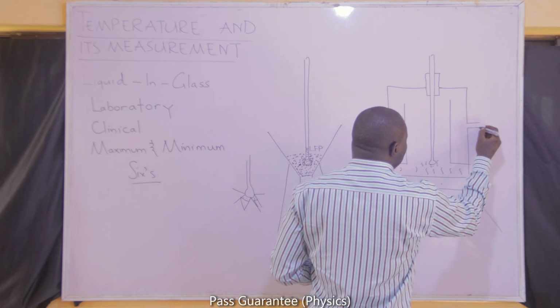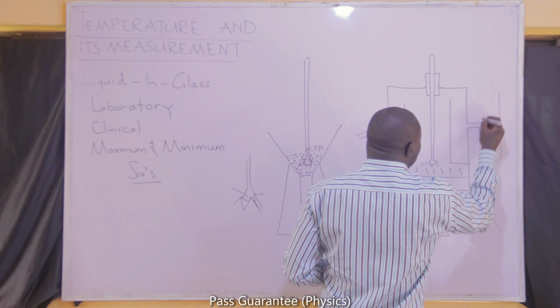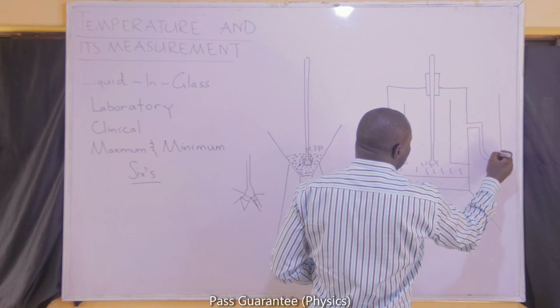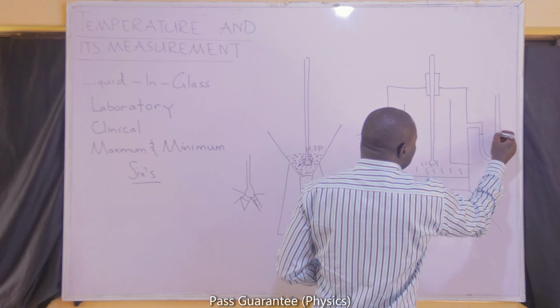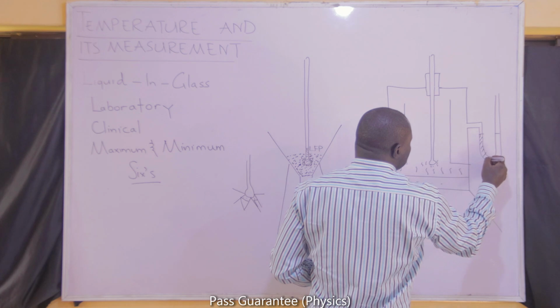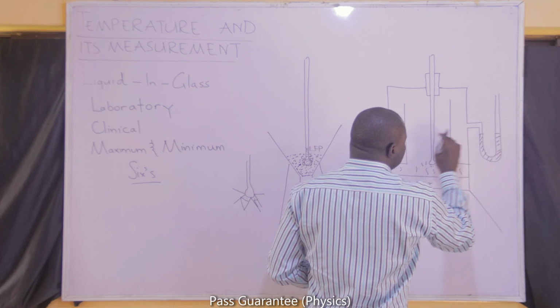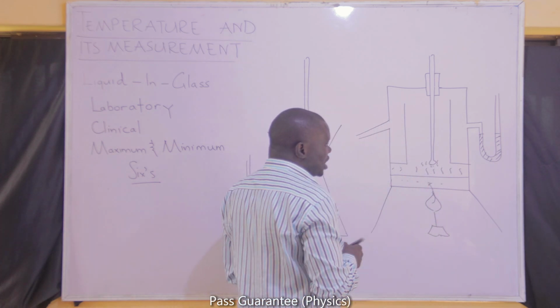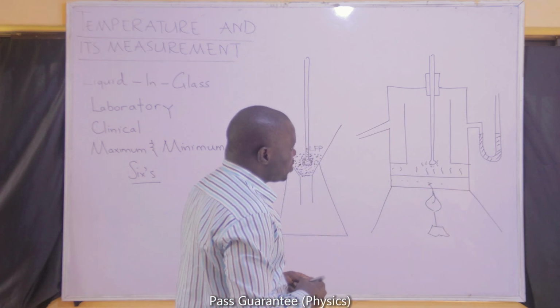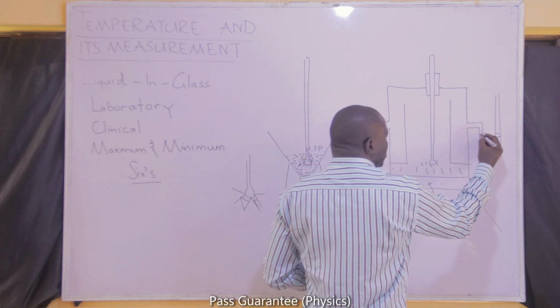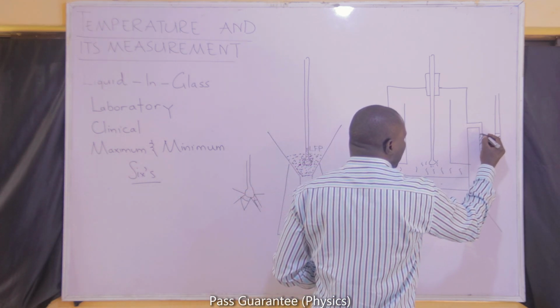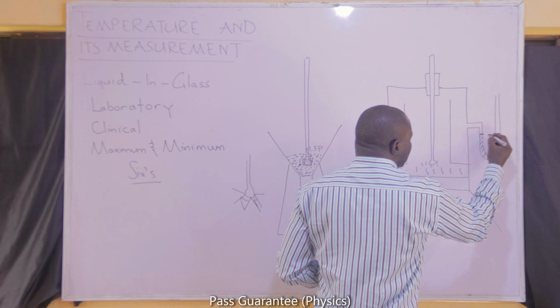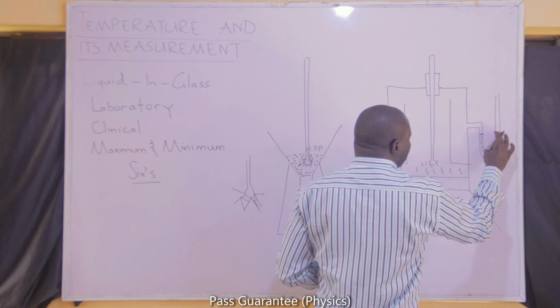There is going to be a manometer. We are going to see that very soon under gas law. The manometer is there to ensure that the pressure within the device is the same as the atmospheric pressure. In drawing your manometer, you must ensure that the two levels of mercury in the manometer are the same.